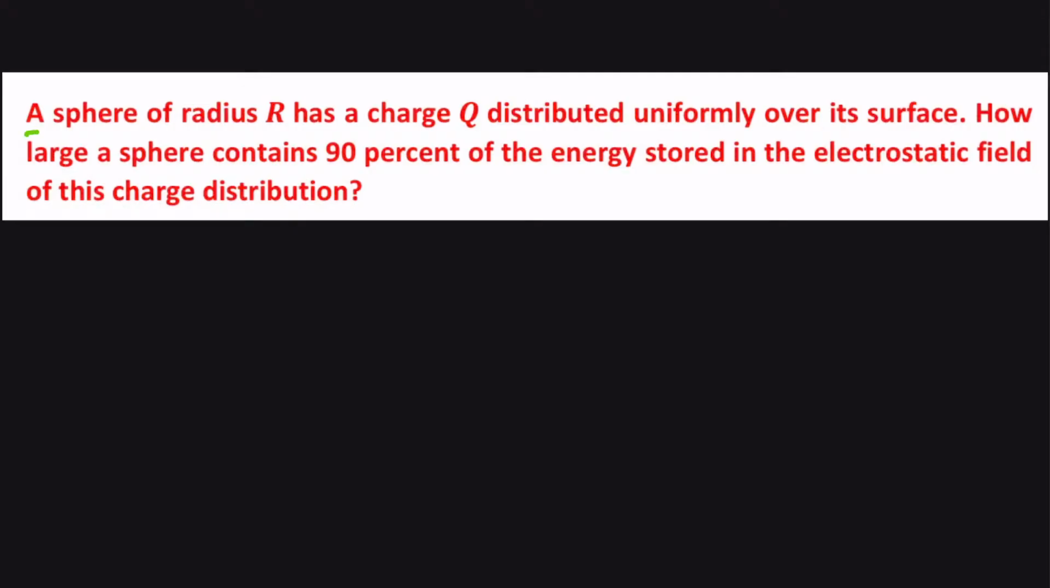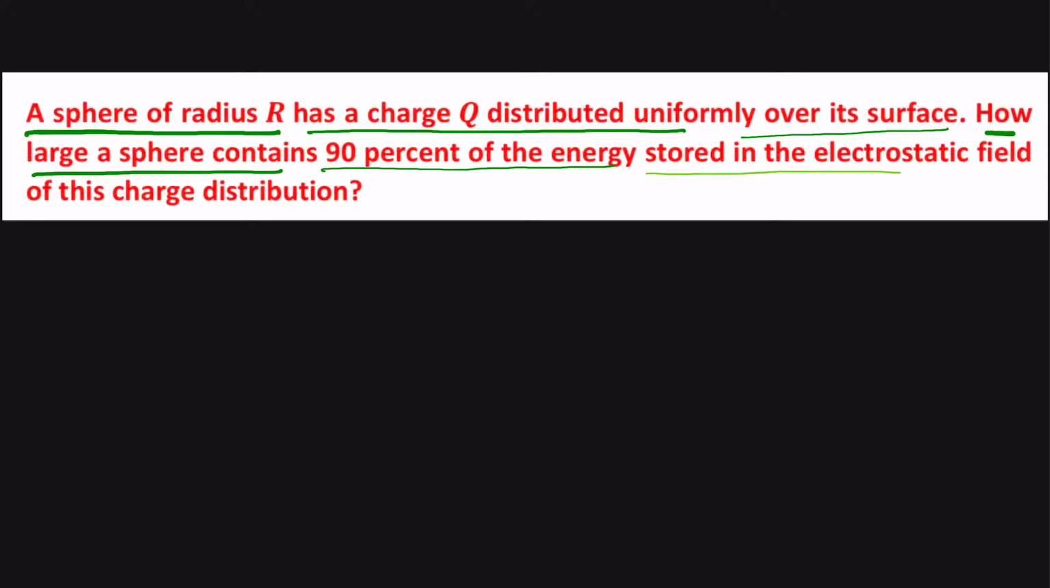We are given a sphere of radius r has a charge q distributed uniformly over its surface. How large a sphere contains 90% of the energy stored in the electrostatic field of this charge distribution. So we have to find out basically the size such that it contains the 90% of the energy. Okay, and that energy will be stored in the form of an electrostatic field.